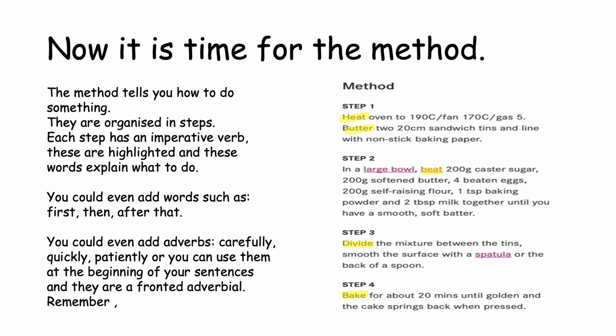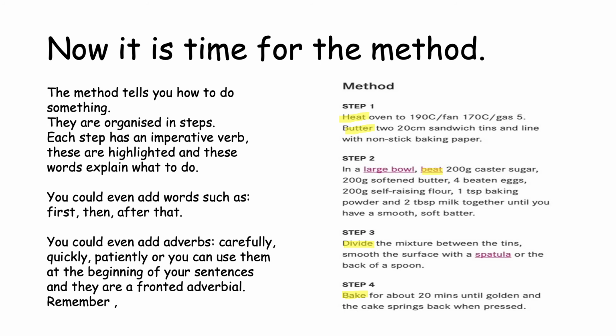Okay, so now it's time for the method. So the method tells us how you're doing something. Okay, it gives you step-by-step instructions, and if you race ahead, you're all going to get mixed up, so it needs to be in order of what you need to do. Okay, so they're organized into steps, and each step has an imperative verb, and these are highlighted so that you can see what the imperative verbs are.